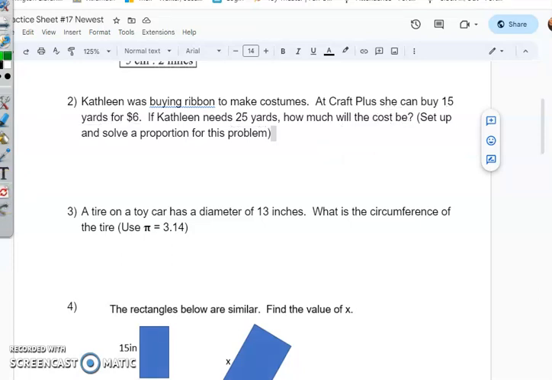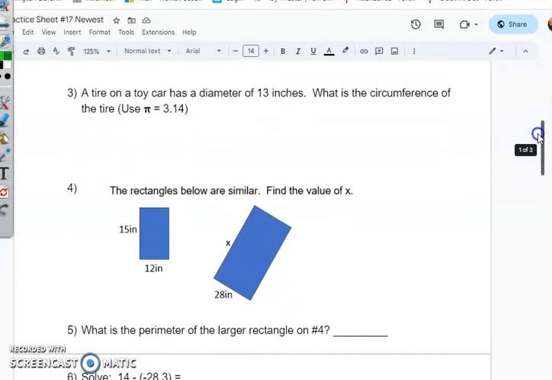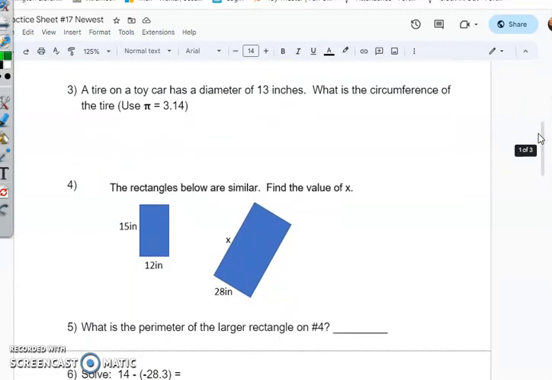Number 3. I'm not going to solve it for you. I am going to read it though. A tire on a toy car has a diameter of 13 inches. Very important, what is the circumference? So your job is to find the circumference. Make sure you're using C equals.